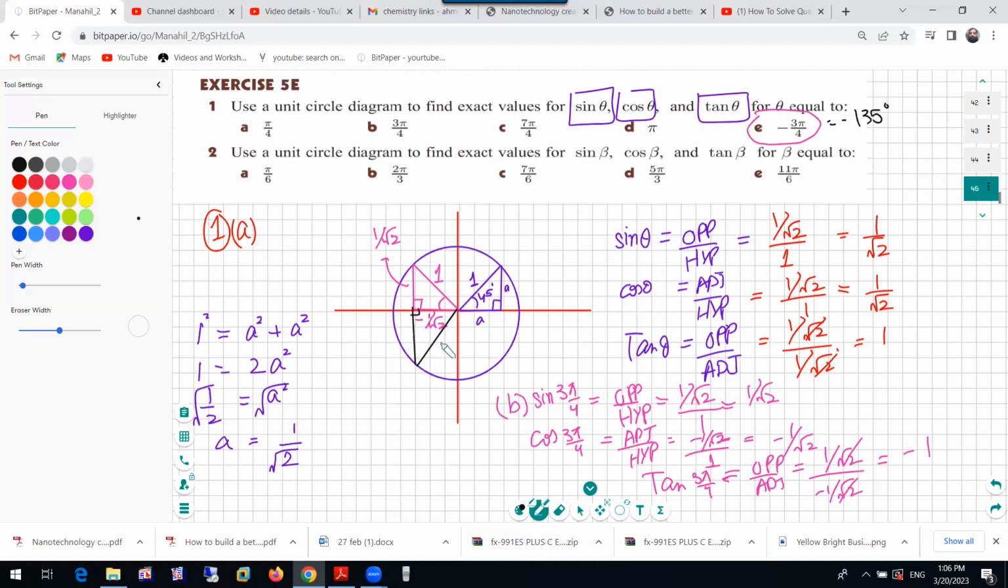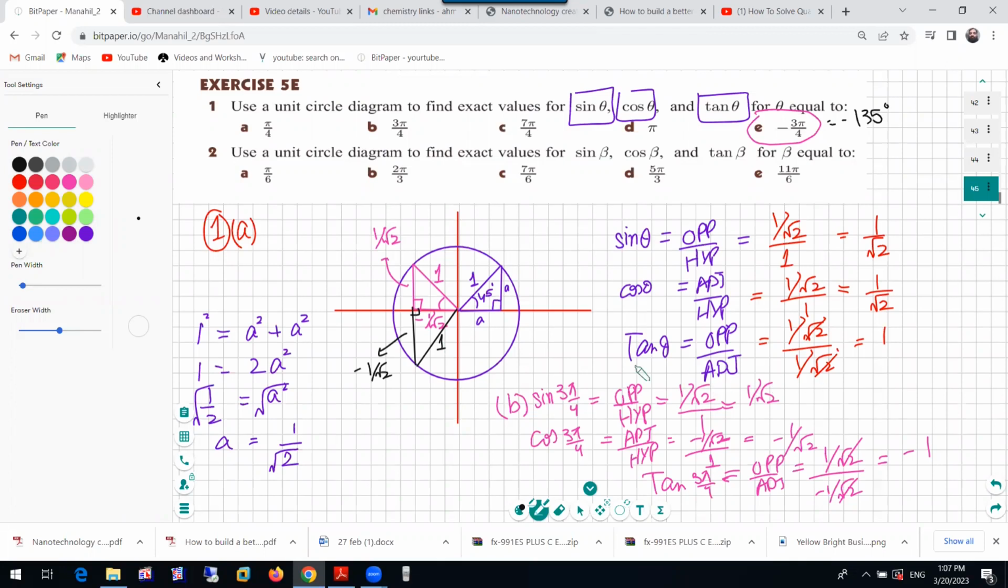So this is the right angle triangle I got. Obviously it's in the third quadrant, so this side is below the x-axis. So it must be negative 1 over square root 2. Both sides of this triangle are negative 1 over square root 2, and the hypotenuse is obviously 1.